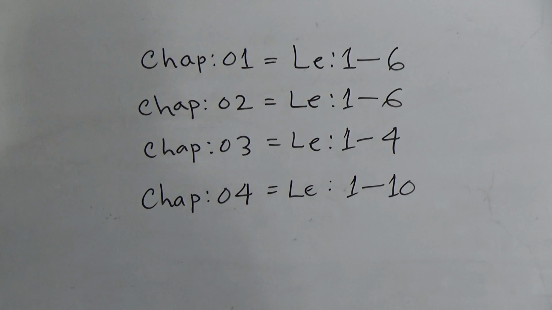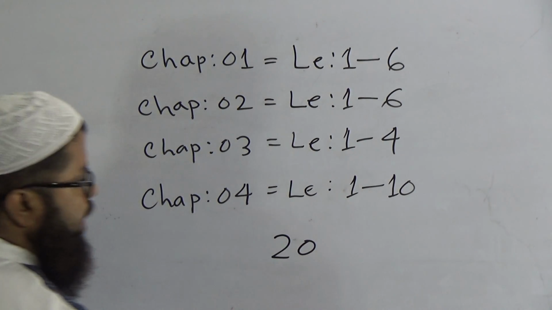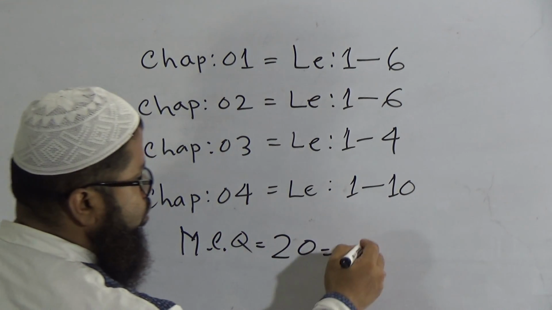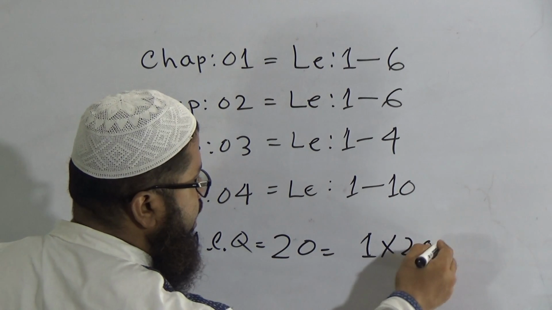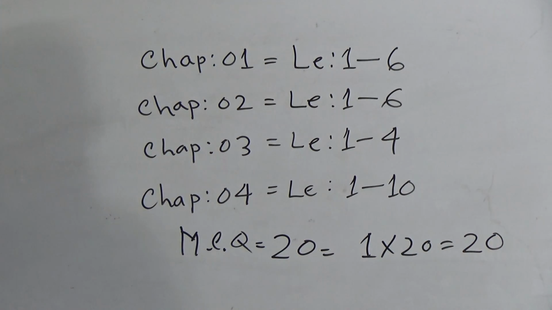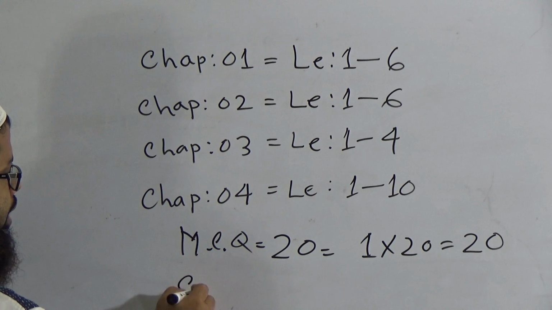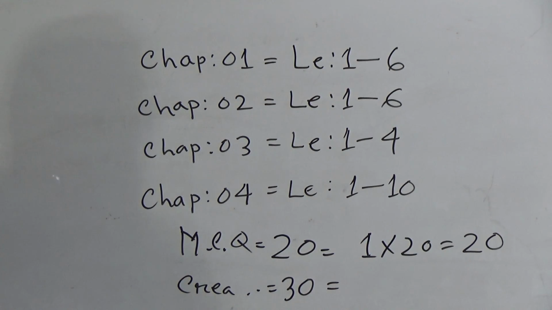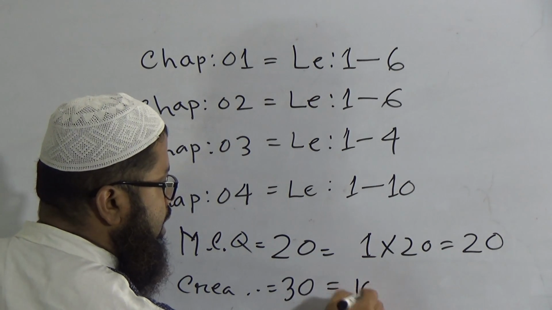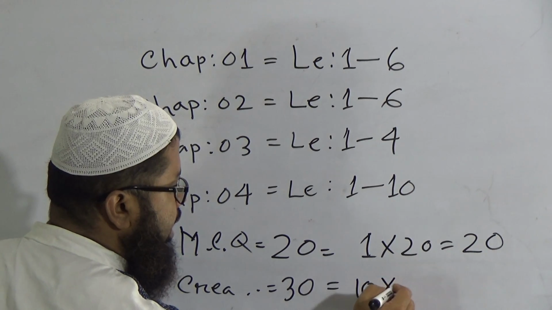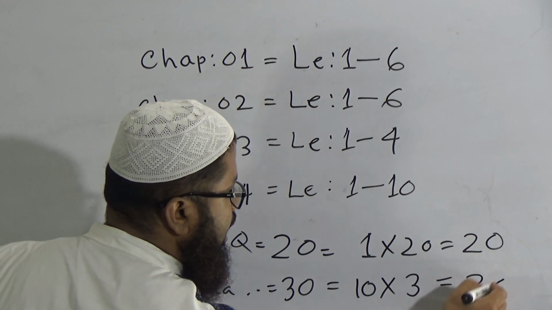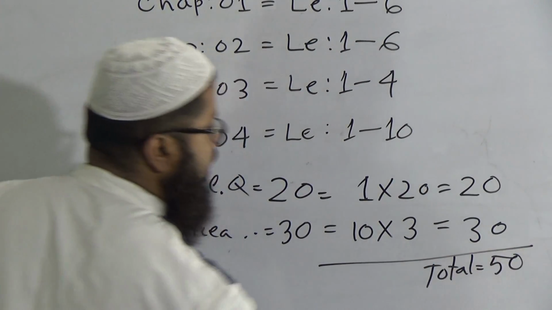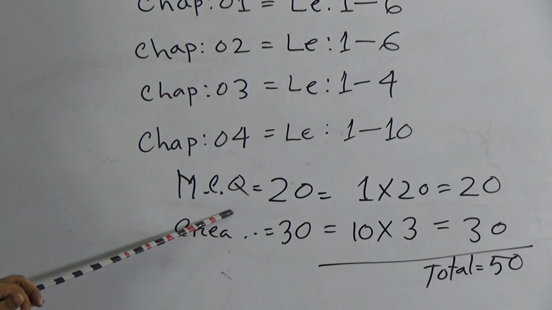So as you know, there will be 20 MCQ, and each MCQ will be 1 mark. So 1 multiplied by 20 equals 20. And there will be creative questions, for which there will be 30 marks. Each creative is 10 marks, and you have to answer only 3 creative, so total 30. So total is 50 marks. This is the marks distribution.